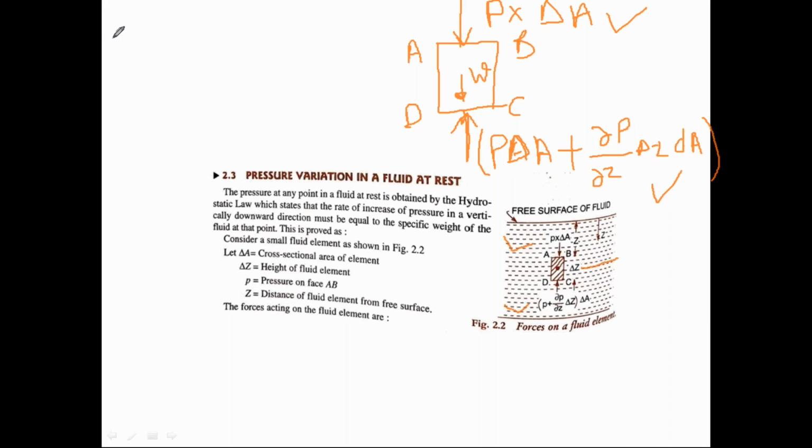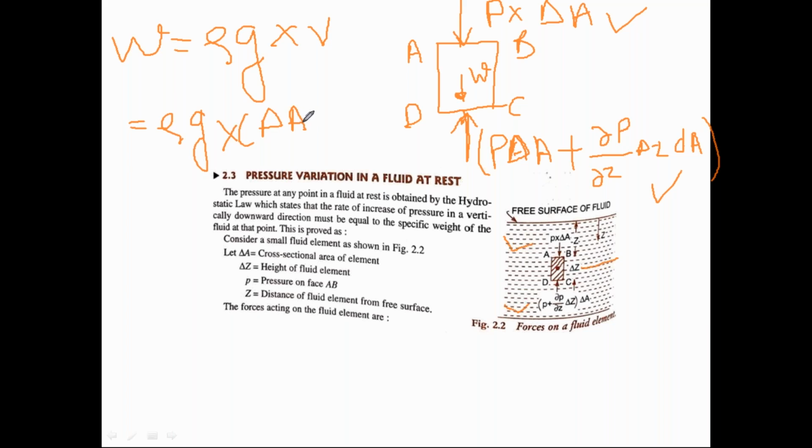How to get the weight of the element? It is the density of the element into g into the volume of the element. That equals rho g times the volume of the element, which is the area delta A into the length of the element, that is delta Z.